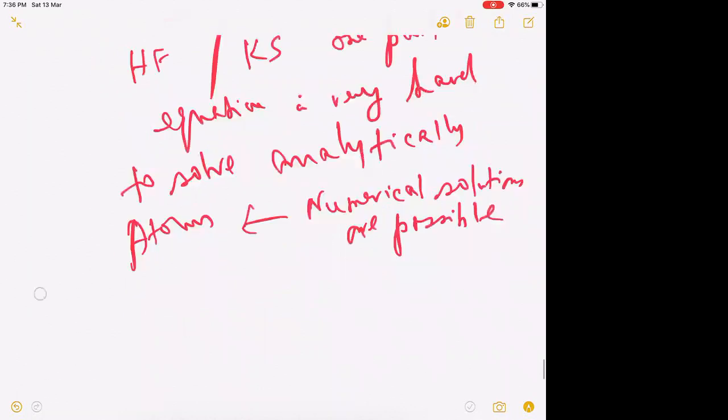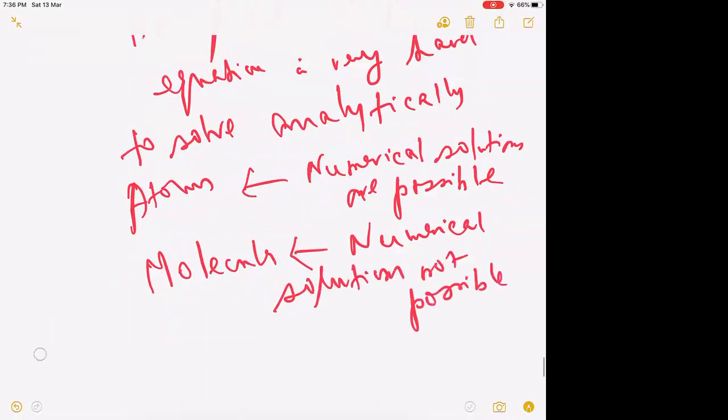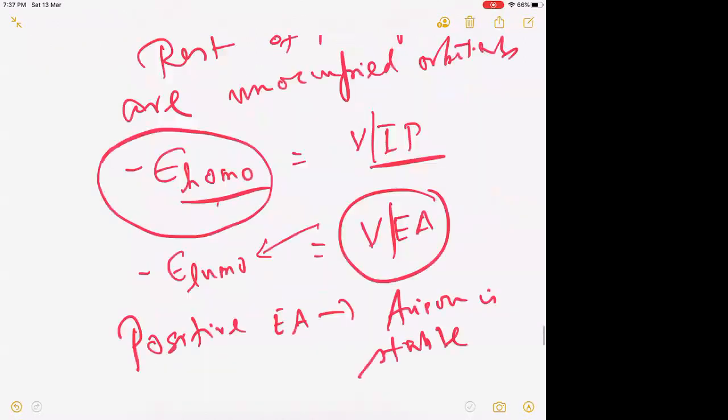But for molecules, even the numerical solutions are very difficult, or they will have a lot of error. So people, I can't do it analytically, I can't do it numerically. So for molecules, the issue then turns out to be, how do I solve this equation?